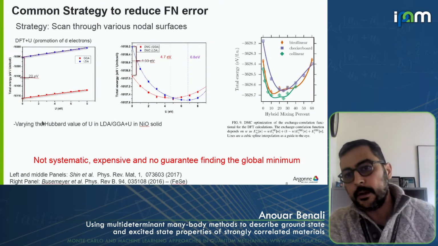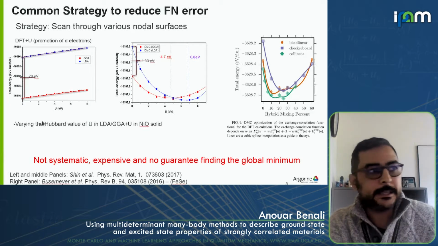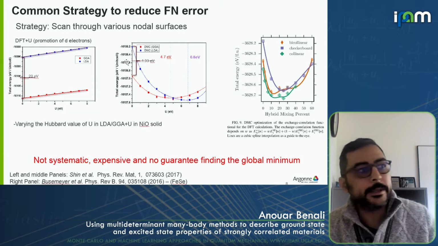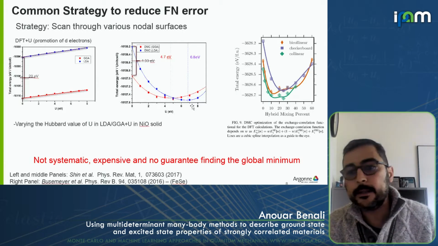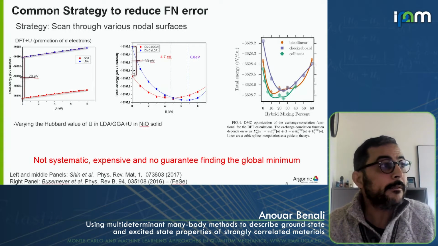One additional tool or knob that we use in DMC to be able to optimize the nodal surface has traditionally been to just use DFT+U as a starting point, and we can change the value of U. And because the method is variational, and it's really important to remember that it's variational, we can find these minimum energies, like here for nickel oxide.